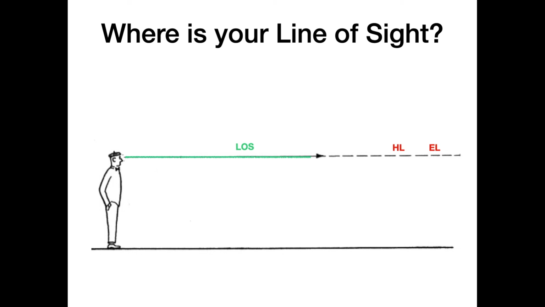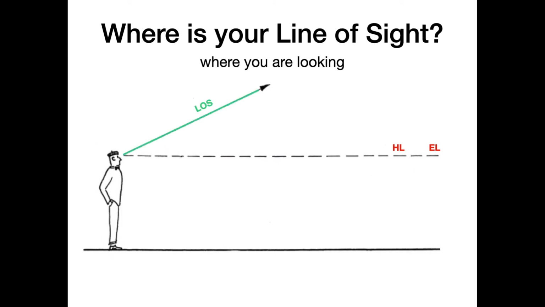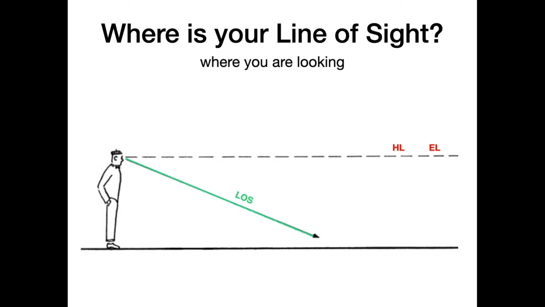Where is your line of sight? It is where you are looking. It's important to know where you're looking at all times. If you're looking straight ahead, your line of sight will be straight ahead. If you're looking up, your line of sight will be up. And if you're looking down, your line of sight will be down. And notice how the horizon line and eye level did not change in any of these.